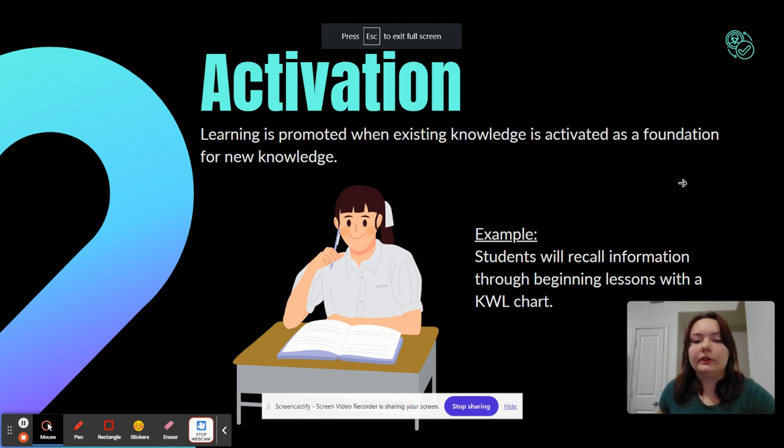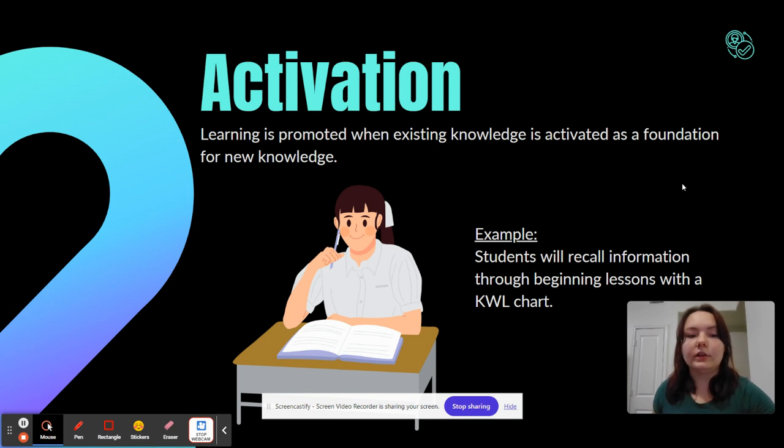The second principle is activation, where learning is promoted when existing knowledge is activated as a foundation for new knowledge. Students will be able to think back to information that they have previously learned and connect it to the new information. One of the best ways that students can start to recall previously learned knowledge is through a KWL chart, and KWL stands for know, want to know, and learned. They are able to use this chart to connect the knowledge that they have just learned to previously learned knowledge beforehand.